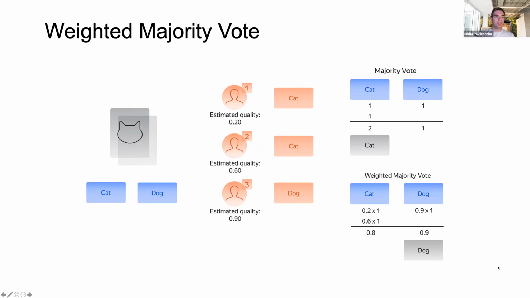In this example, we have 3 performers, and we see that the total weight for the label cat is lower than the single weight for label dog. And then we choose the dog as the aggregated answer because this label was provided by the most experienced performer.